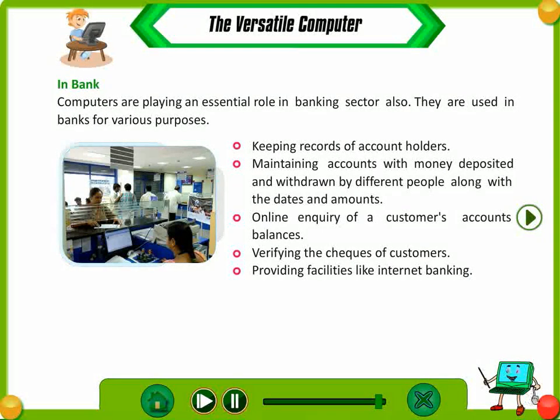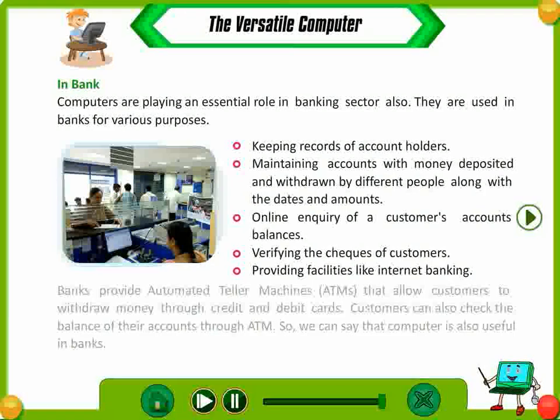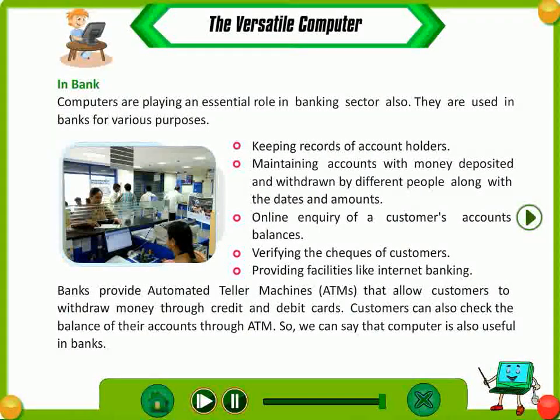Keeping records of account holders, maintaining accounts with money deposited and withdrawn by different people along with the dates and amounts, online inquiry of a customer's account balances, verifying the checks of customers, providing facilities like internet banking. Banks provide automated teller machines that allow customers to withdraw money through credit and debit cards. Customers can also check the balance of their accounts through ATM. So we can say that computers are also useful in banks.